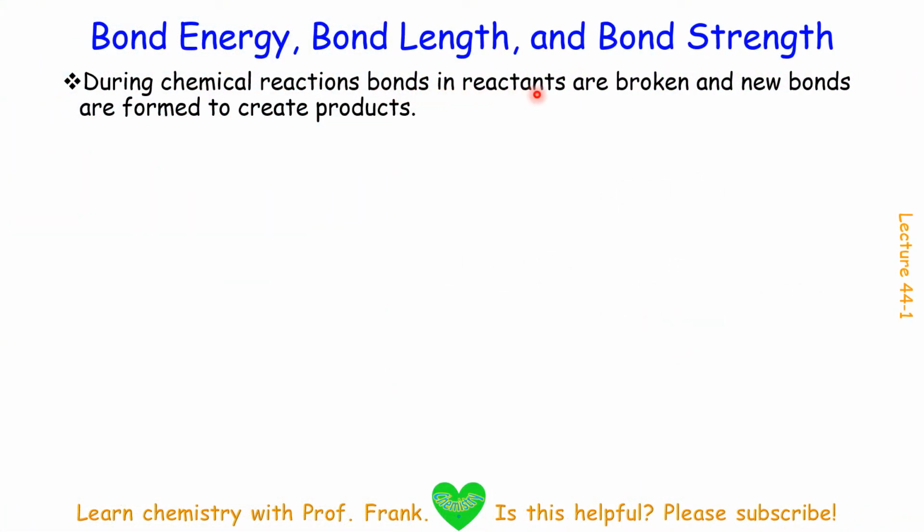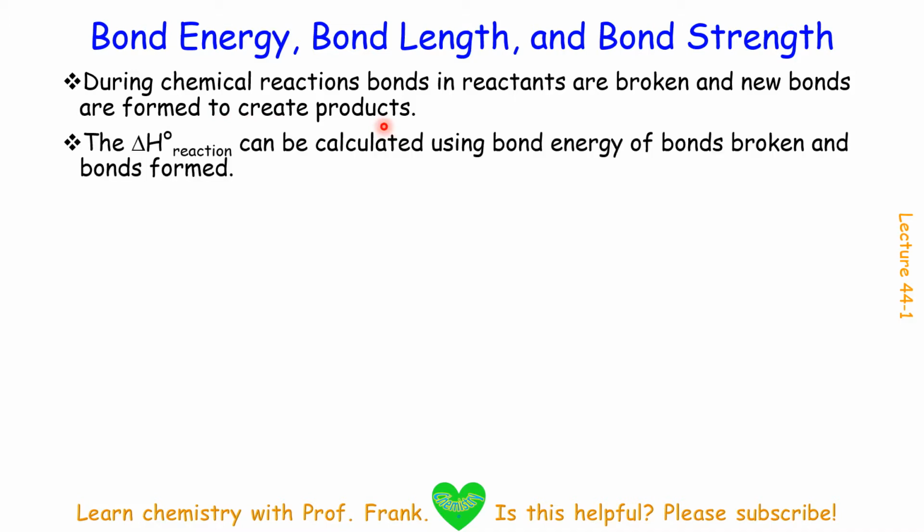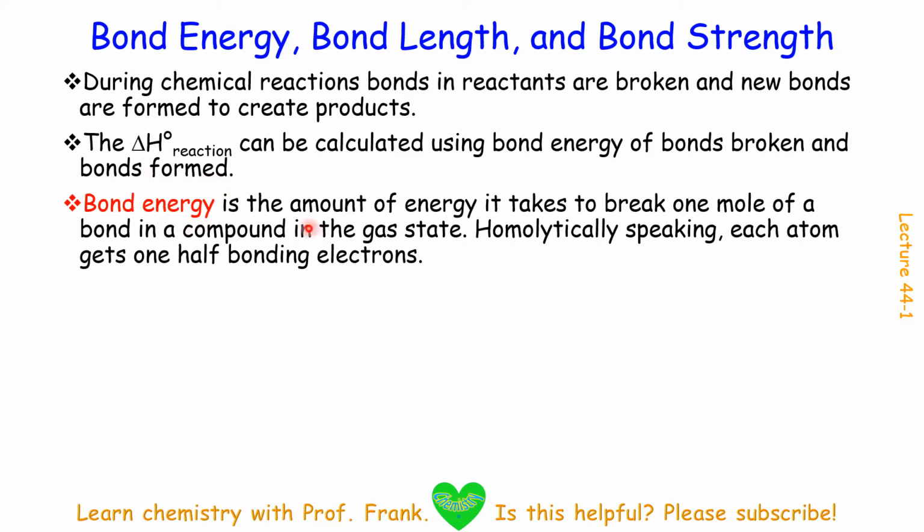Chemical bonds in reactants during chemical reactions are broken, and new chemical bonds are formed to create products. The delta H of reaction can be calculated using bond energy of bonds broken and bonds formed, or bonds created. Bond energy is defined as the amount of energy it takes to break 1 mole of a bond in a compound in the gaseous state.